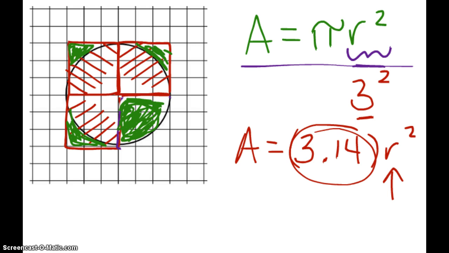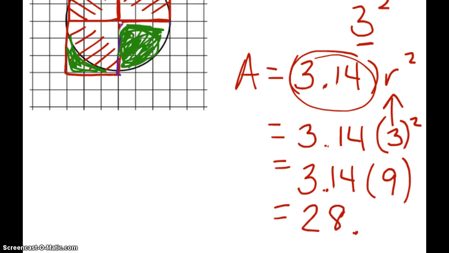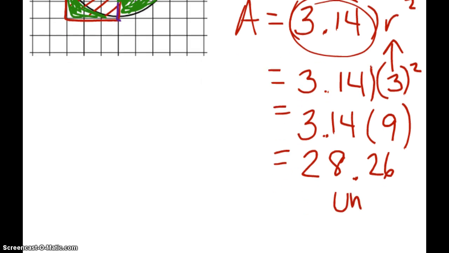So if we were actually to multiply this out, we would say 3.14 times, what was our radius? 3 squared. So that is 3.14 times, what is 3 squared? 9. And 3.14 times 9 is 28 and 26 hundredths units squared. So our area is actually 28 and 26 hundredths units squared.